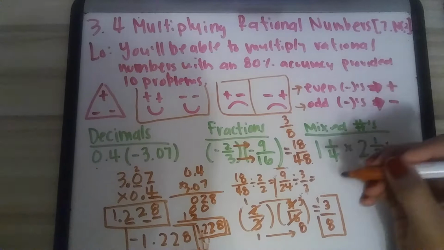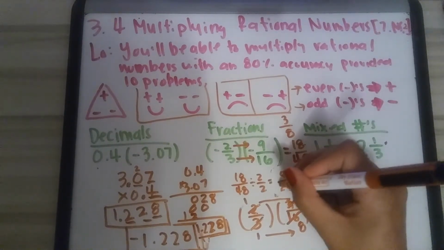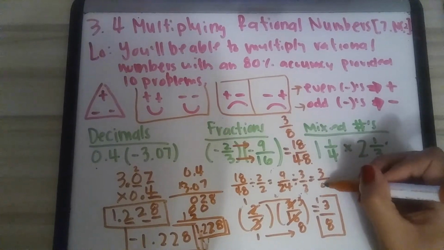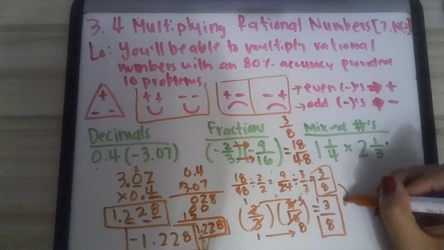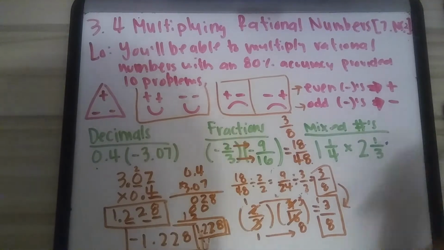So see, I even make little tiny mistakes. I forgot to simplify again. So 9 divided by 3 is 3, and then 24 divided by 3 is 8. So I end up with the same answer, just I think one step less to do. Okay, so here we go. Now let's work with the mixed numbers.